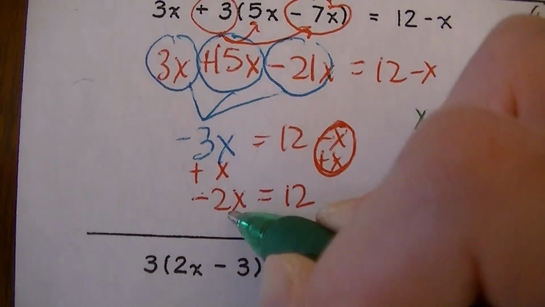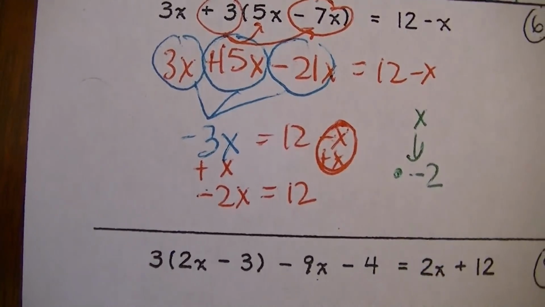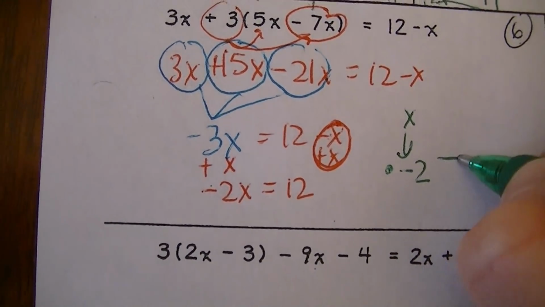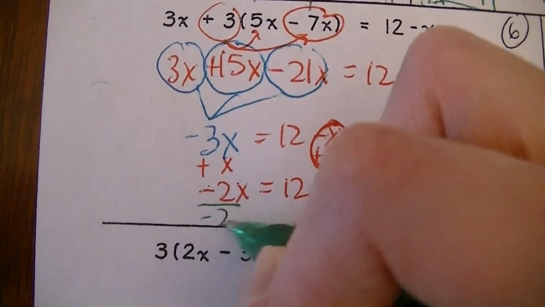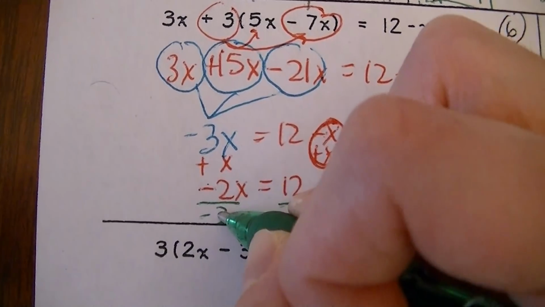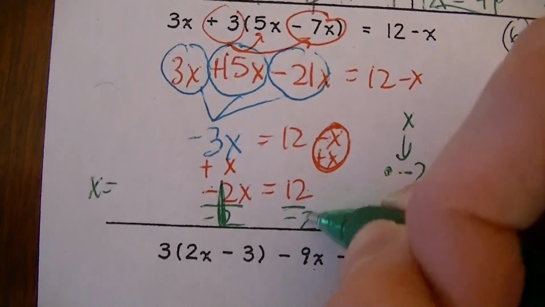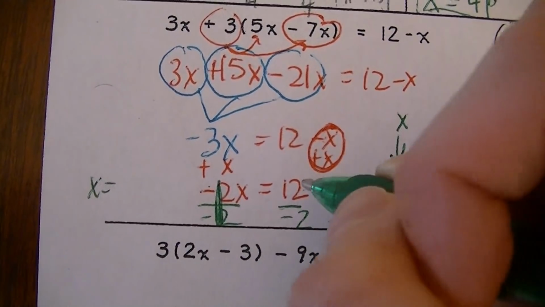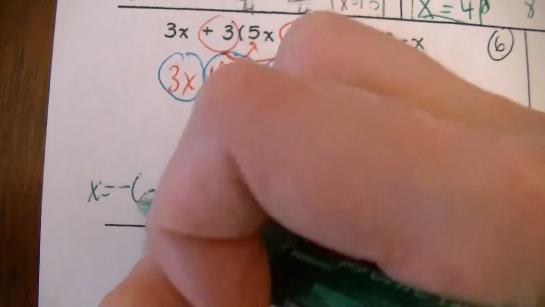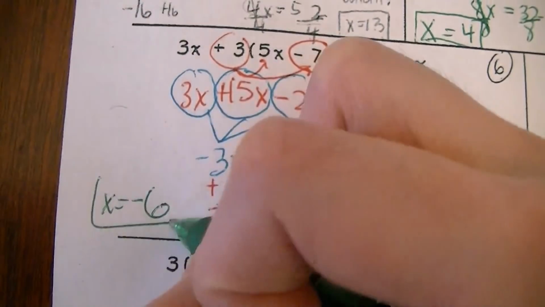Start with x, then they multiplied it by negative 2. So the inverse operation of multiplying by negative 2 is to divide by negative 2, and that's what you're going to do to both sides of that equal sign. Negative 2 divided by negative 2 is 1. 1 times x is x. And then 12 divided by negative 2, so positive divided by negative is a negative. Negative 6. Okay, there you go.